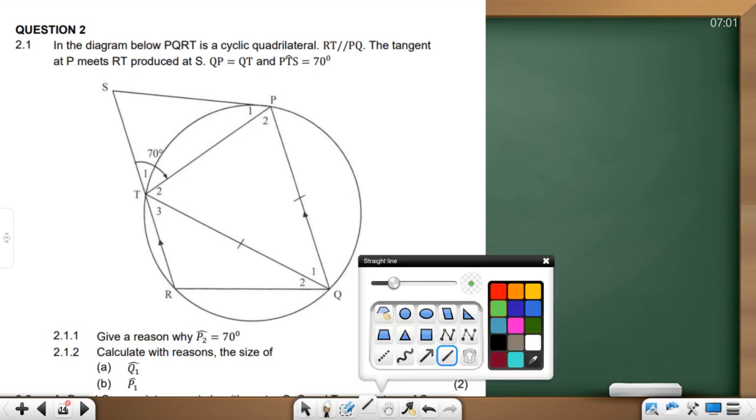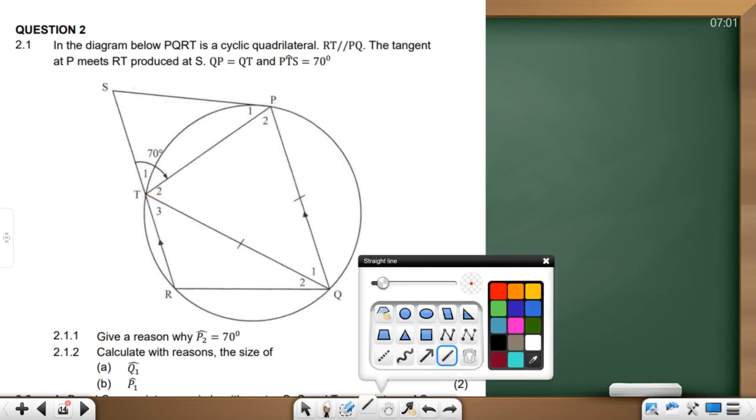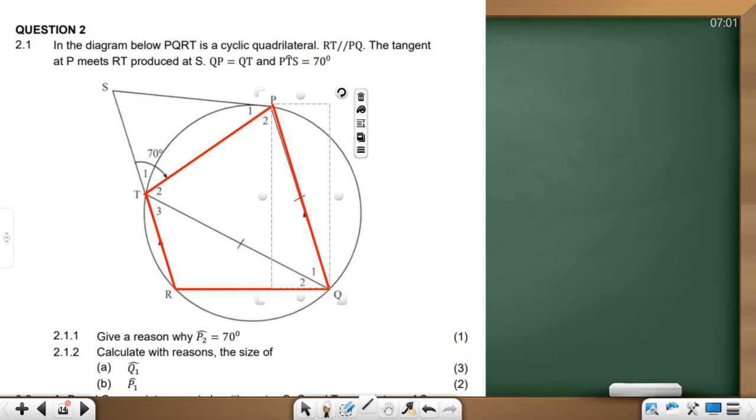All right, so the first thing is I'm going to quickly identify my cyclic quadrilateral. They said PQRT. Now, while I'm underlining, while I am just highlighting that, you must understand the properties of a cyclic quad. Okay, so we know that it's a cyclic quadrilateral. Beautiful. Opposite angles are supplementary. Exterior angle is equal to opposite interior angle. Okay, so we must know all of those things.